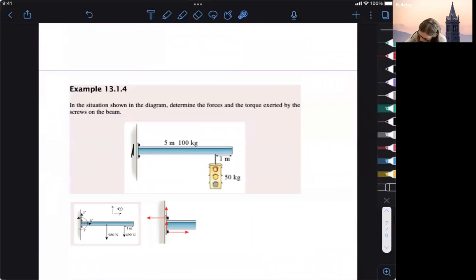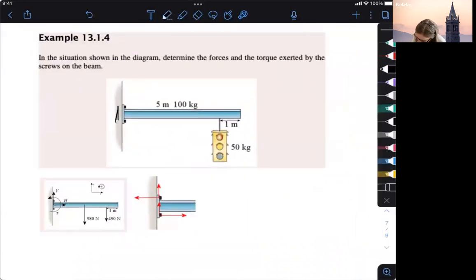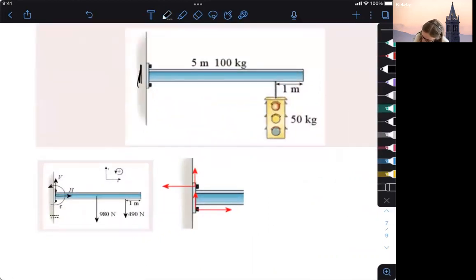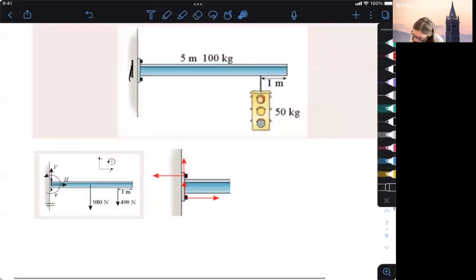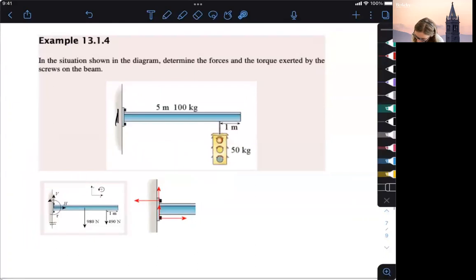Okay, so that's what I'm going to do here. That's how I model my system. I model it with a horizontal, like a normal force, because it's touching this surface, and then a vertical force because it's not moving up or down, it's pinned. So I need those two forces to pin it at the location, and then I need a torque to prevent it from bending down. Okay, so we're asked to determine the forces and the torque exerted by the screws on the beam. So this is what we're trying to find, all of the forces at the base here.